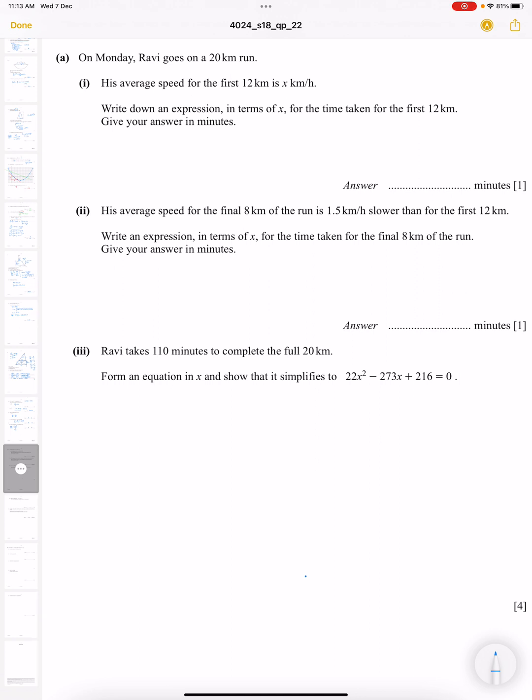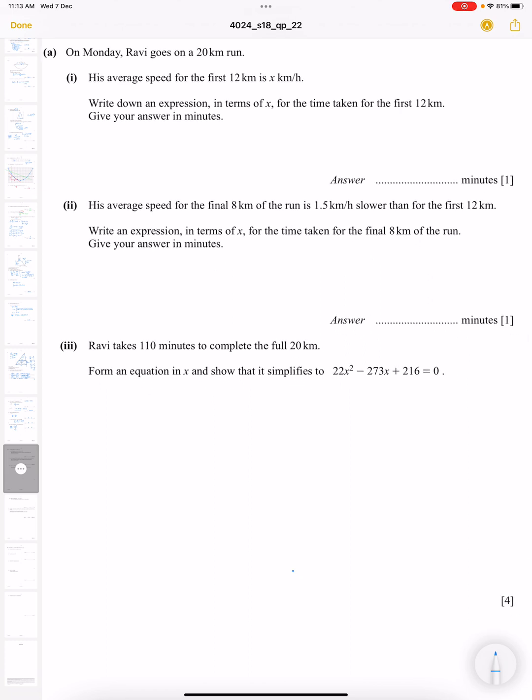On Monday, Ravi goes on a 20-kilometer run. His average speed for 12 km is x km per hour. Write down an expression in terms of x for the time taken for the first 12 km. So time is distance over speed. So this expression will clearly become 12 over x. But we have to give the answer in minutes, so it will be multiplied by 60. So 12 by 60x, or 1 by 5x, because 12 5 is 60. That's the expression.